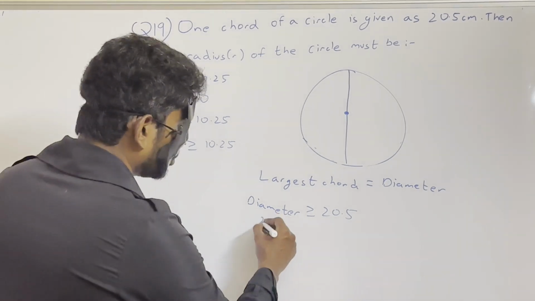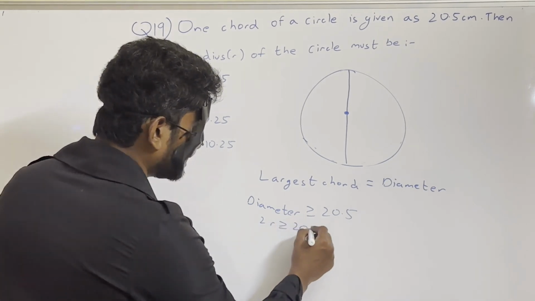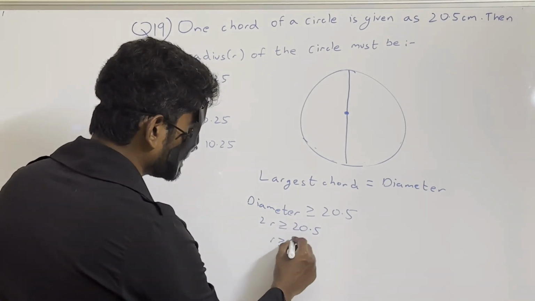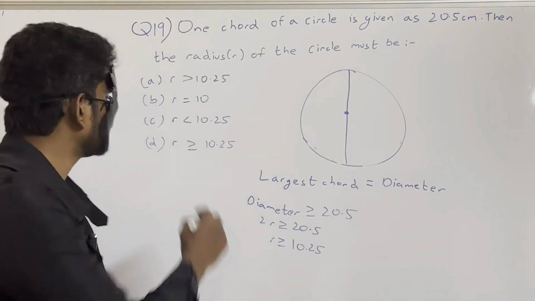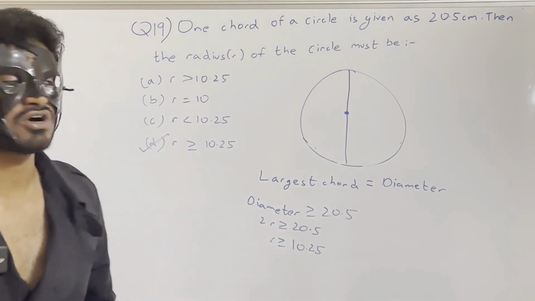So the diameter is nothing but 2r. So 2r is less than or equal to 20.5. So r is less than or equal to 10.25 centimeters. So here option D is right. So this is a conceptual based question.